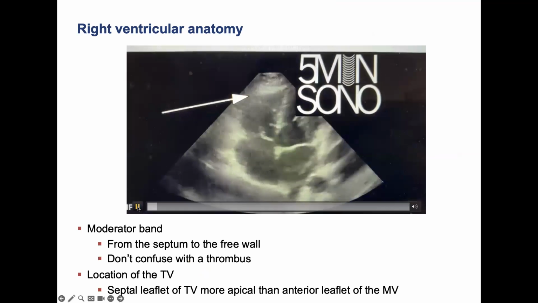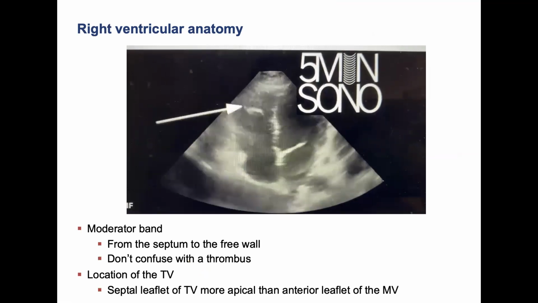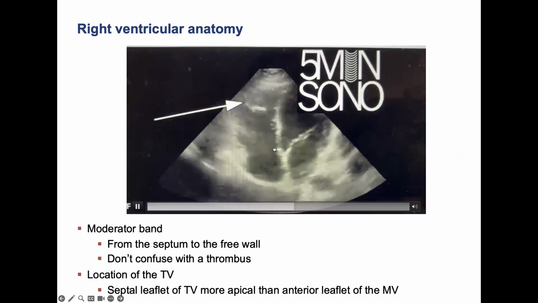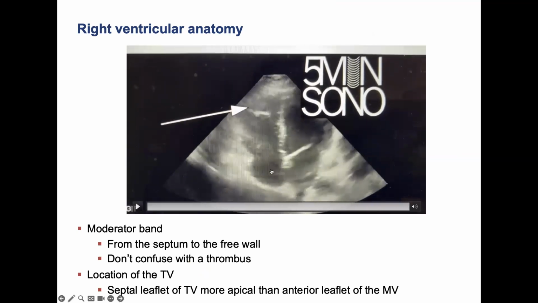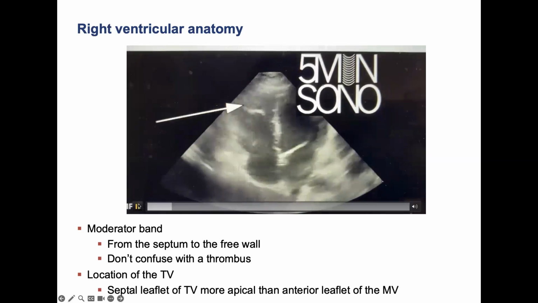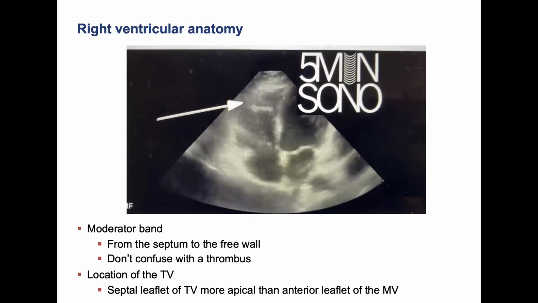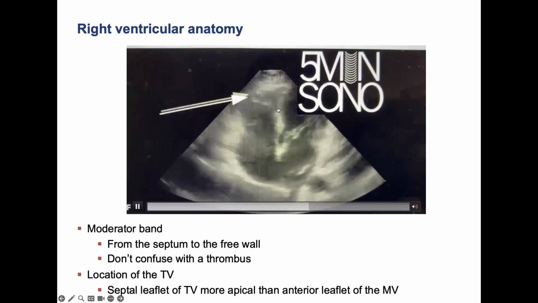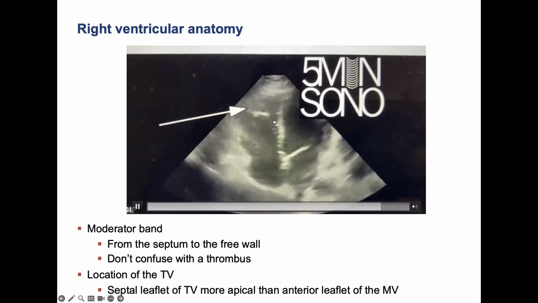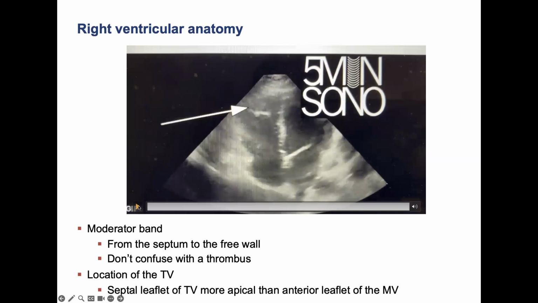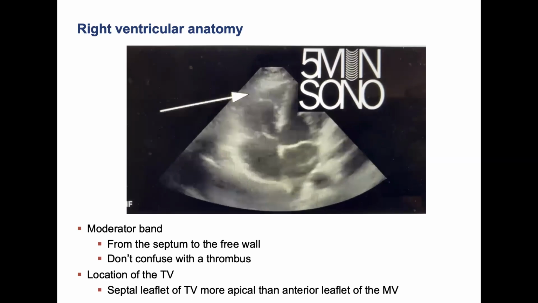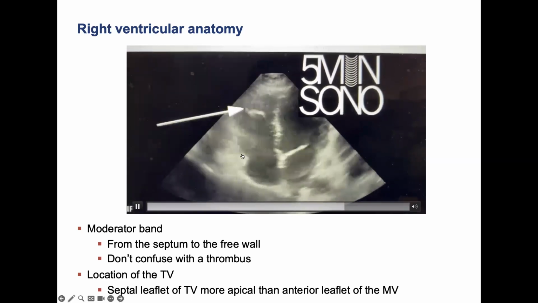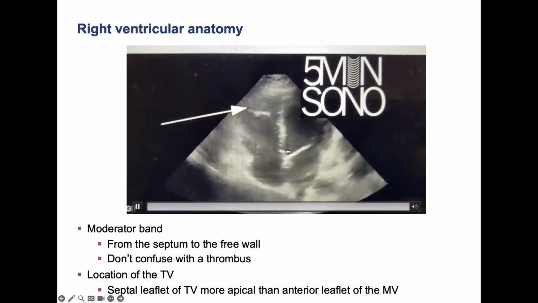So here's a video from 5 Minute Sono, one of my favorite websites. If you haven't already checked it out, please do. Here's an apical four-chamber view: left ventricle, left atrium, right atrium. We see here the arrow pointing to the moderator band. Again, it goes from the septum to the free wall right across here. So don't confuse it with a thrombus. Sometimes people have come to me and said, "Oh my gosh, there's a huge thrombus in the right ventricle." Nope, that's the moderator band. But it can help us know that this is in fact the right ventricle, especially when it's large like this and we're like, "Are you sure that probe isn't swapped?"